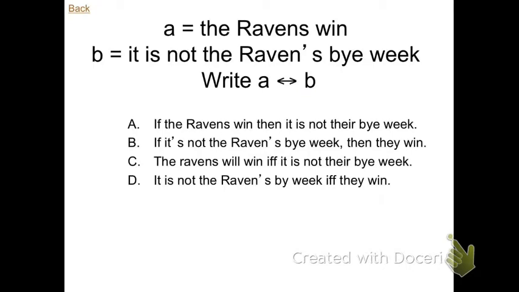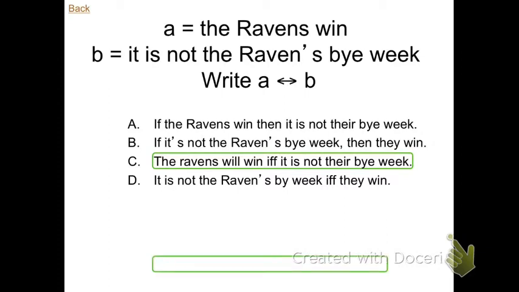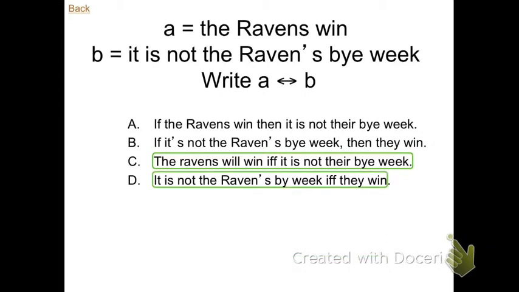So we want: if the Ravens win, then it's not the Ravens' bye week. The Ravens will win if and only if it is not their bye week. So that's the biconditional. But we also have to keep in mind that this could also be written as B if and only if A. So there's another answer choice, and that is answer choice D. It is not the Ravens' bye week if and only if they win. So both C and D are correct versions of our two statements as a biconditional.